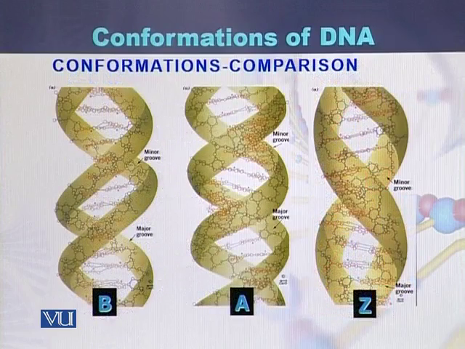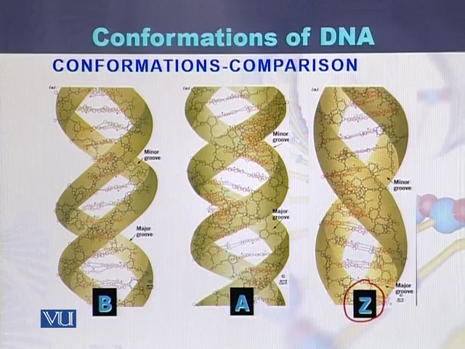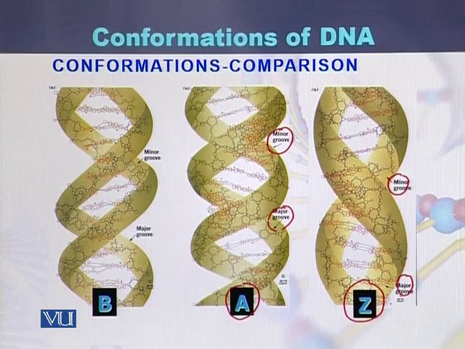If we compare the three types of DNA, here is the Z-type DNA that has minor grooves and major grooves. This is A-type DNA that has minor grooves and major grooves. This is the B-type DNA that has minor grooves and major grooves.